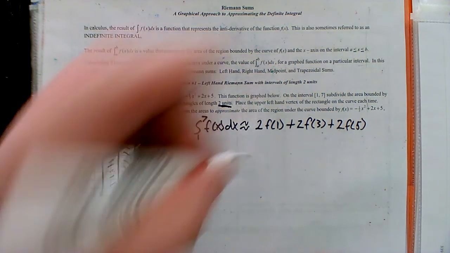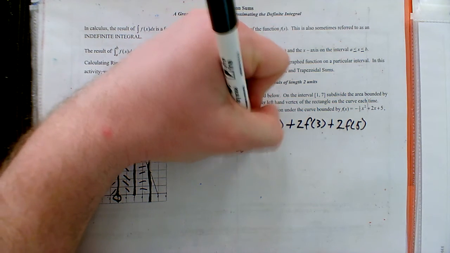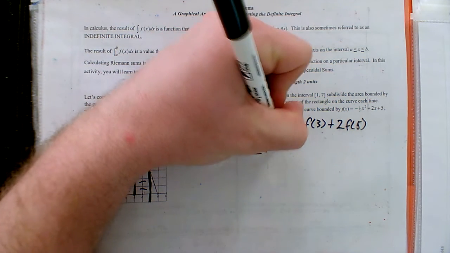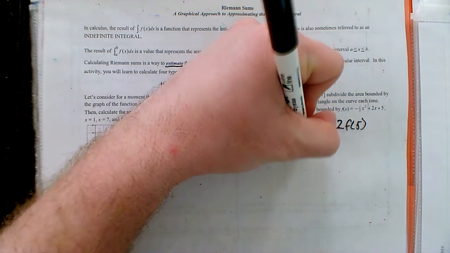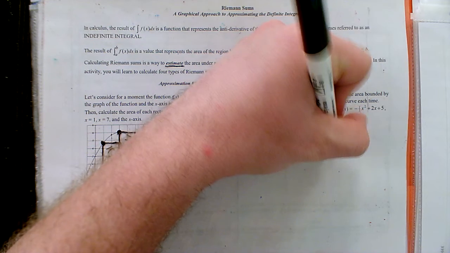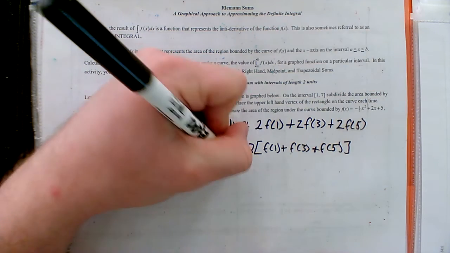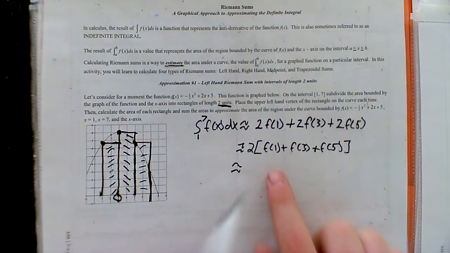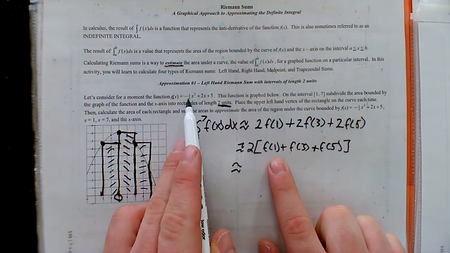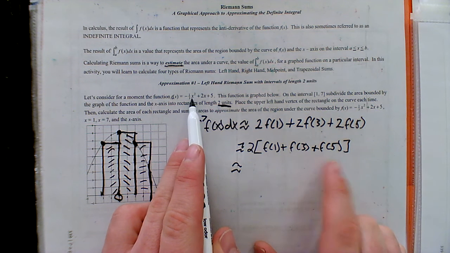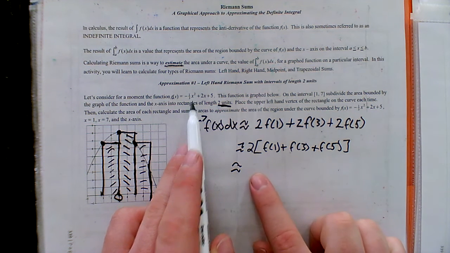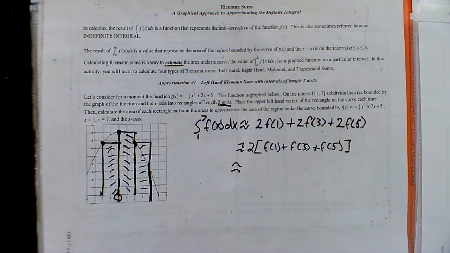So we can pull a 2 out of all of those and calculate f of 1 plus f of 3 plus f of 5, and we can get an estimate. So you need to calculate f of 1, get a value, add f of 3, add f of 5, and multiply by 2, and we can have an estimate of what's under the curve. So take a moment, use your calculators, find what our estimate is under the curve.